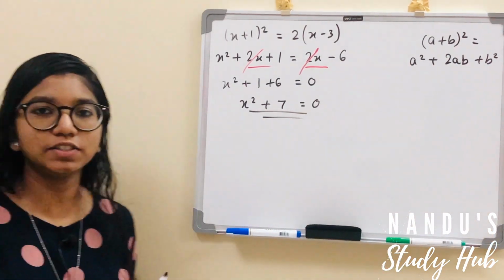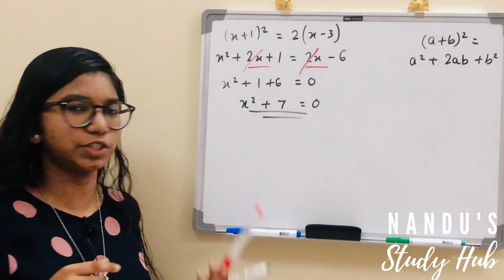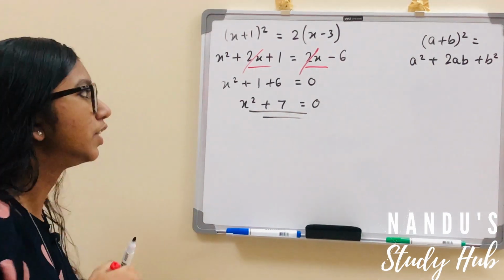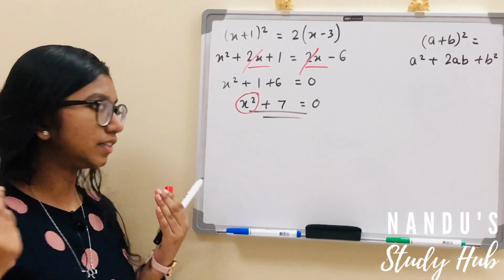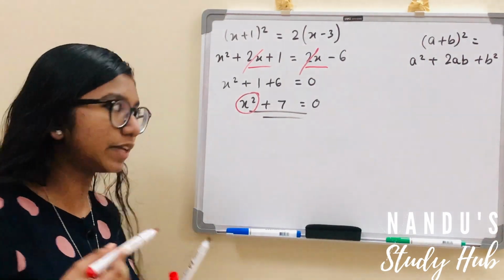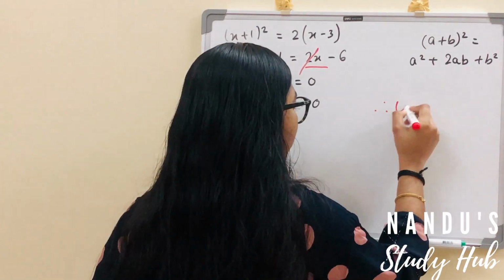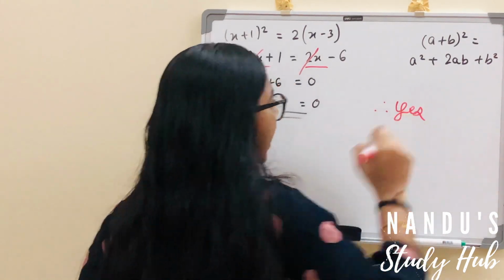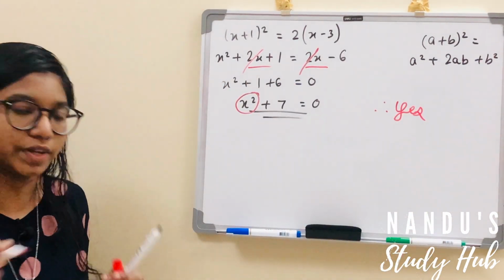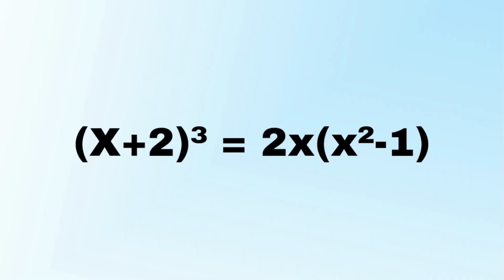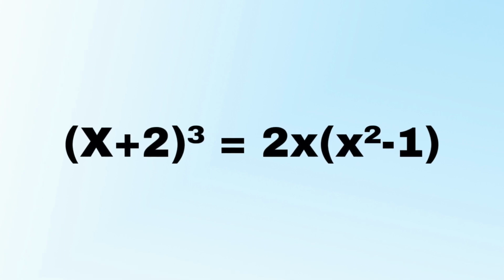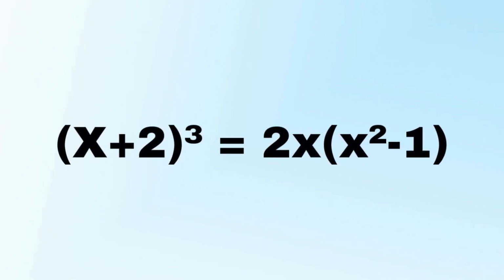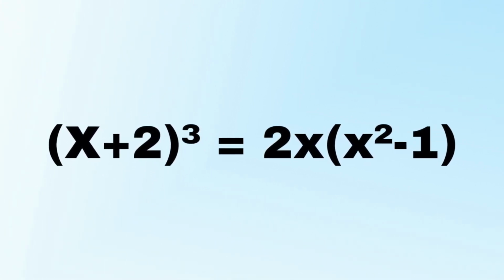Now our question is to check whether the equations are quadratic equations or not. So if you have an x square in your term, the equation is a quadratic equation. So you can write, therefore, yes, it's a quadratic equation. So we'll do one more question of the same type. x plus 2 the whole cube equals 2x into x square minus 1.